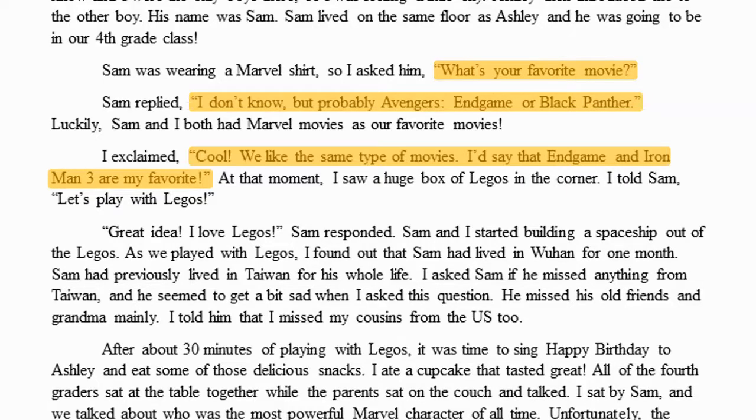And here's something interesting that happens. There's a pause, and then Jake speaks again. If the same character says something back to back, you can keep it in the same paragraph. Sam finishes off the dialogue with saying, "Great idea, I love Legos," and then the story continues.